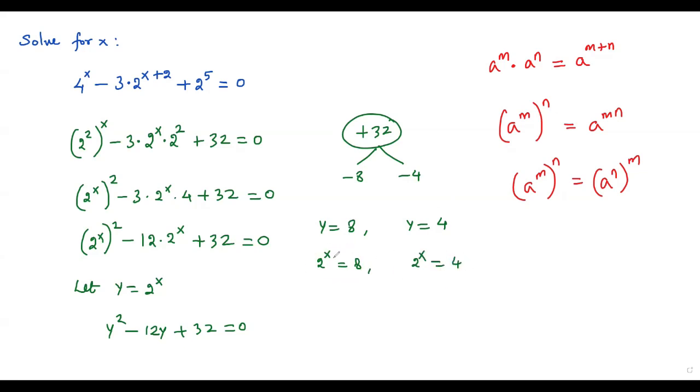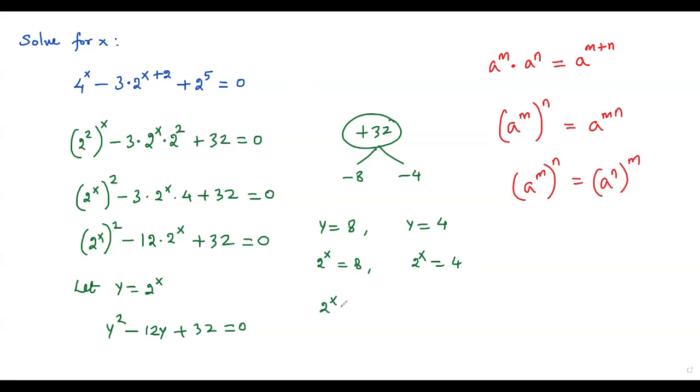Actually, we have the variable x at the exponent. Whenever I'm trying to solve for a variable that is at the exponent, I have to get the same base on both sides. Once I get the same base on both sides, I can equate the exponents and I can solve for the variable x. For that, we have to write this 8 as a power of 2 and this 4 also as a power of 2. Already we know that 2 to the third power equals 8.